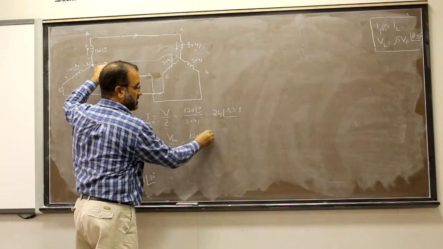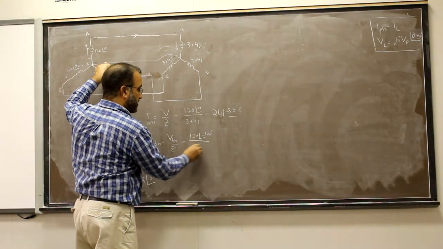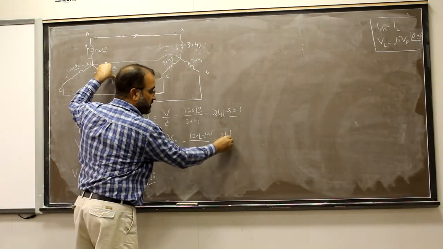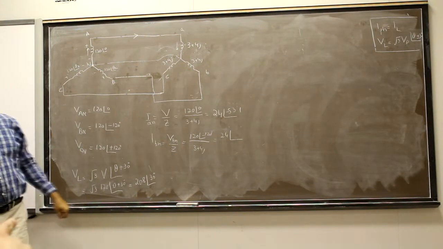We add 120 to minus. For the current, I_B, just need this one. This angle voltage is known to you. So I_BN will be equal to V_BN divided by Z. What is V_BN? It is this one. Yes or no? 120 angle minus 120 divided by 3 plus 4j, this impedance. It will give you again 24 angle some number, minus. Phase current, right?